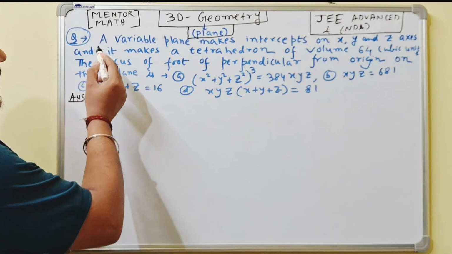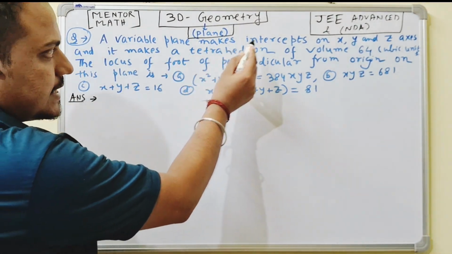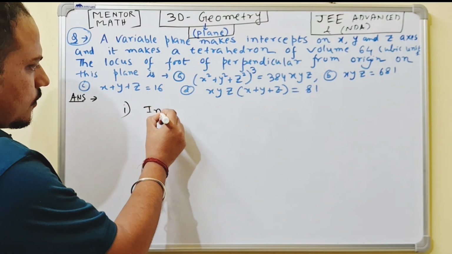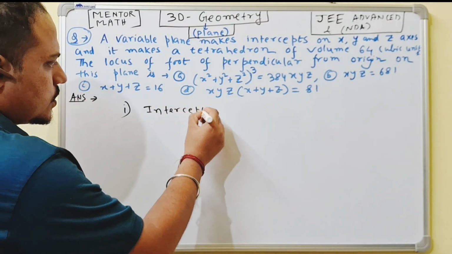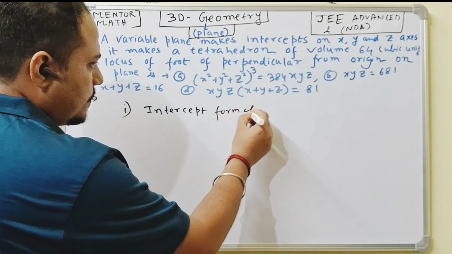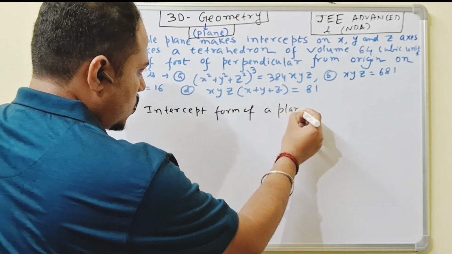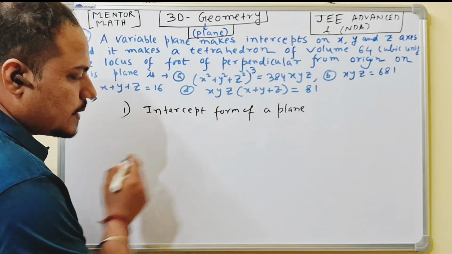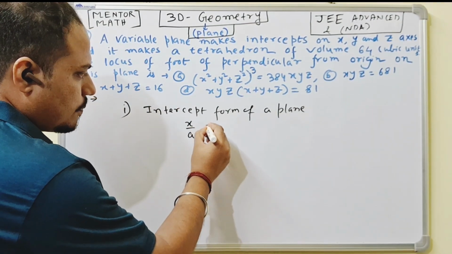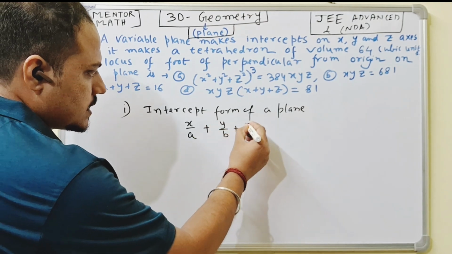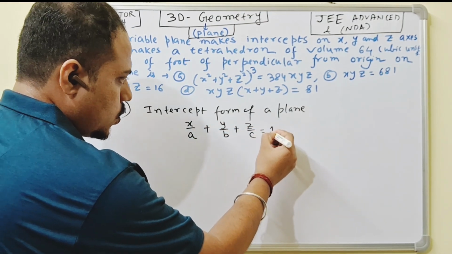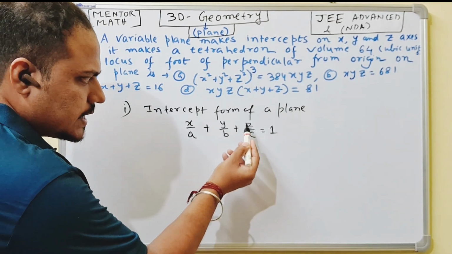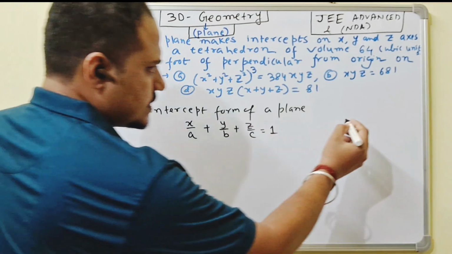Look at this question. A variable plane makes intercepts on the x, y, z axes. So the first concept is the intercept form of a plane. You have to know the intercept form of a plane. So what is the intercept form of a plane? That is x by a plus y by b plus z by c is equal to 1. Look at this intercept form: x by a plus y by b plus z by c is equal to 1.